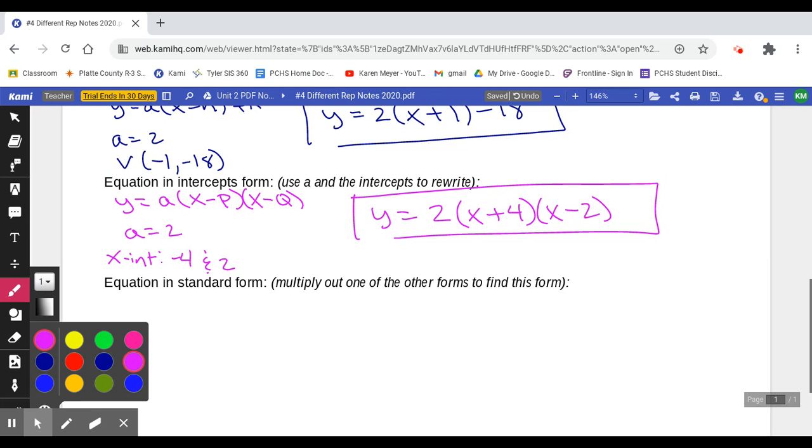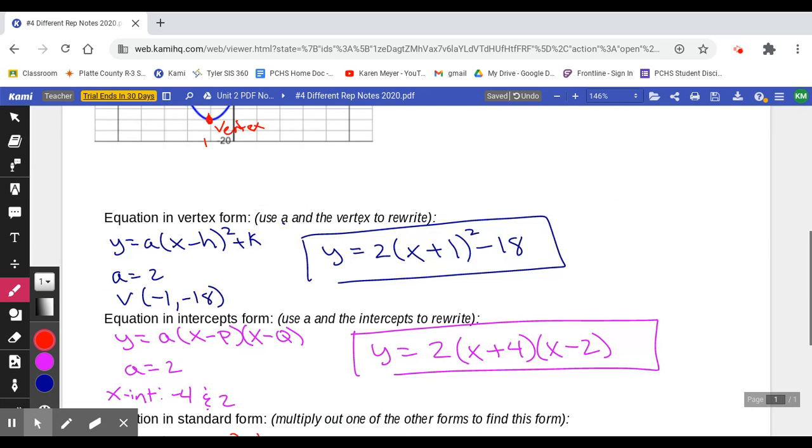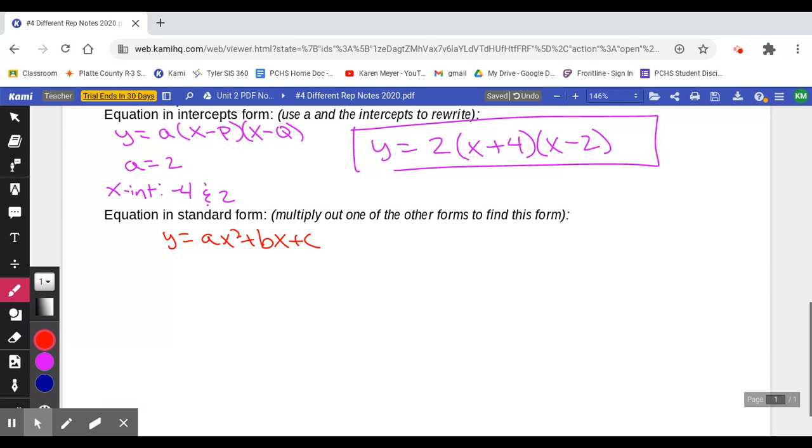Now, unfortunately for standard form, we don't know all the letters. Here's standard form: y equals ax squared plus bx plus c. Well, we do know a, yes. We don't necessarily know b, so we can't really do anything with that. We might know the y-intercept, but still we don't know b, so that doesn't help us either. So to find standard form, pick one of your other two forms, multiply it all out, combine all like terms, and make it look like standard form.